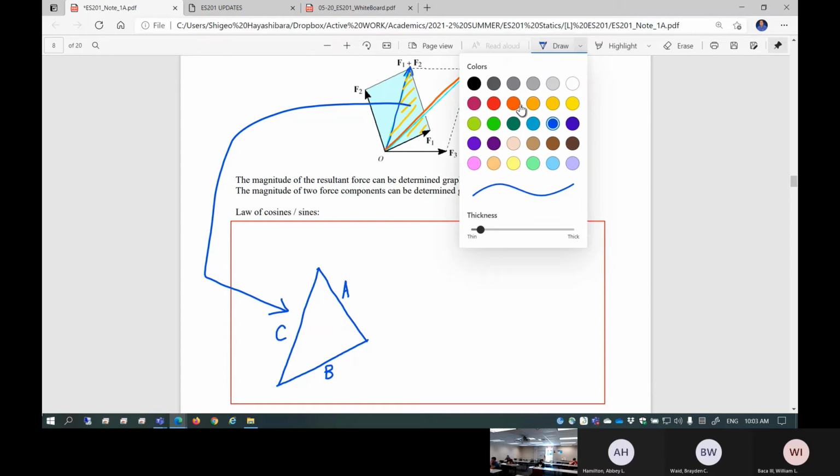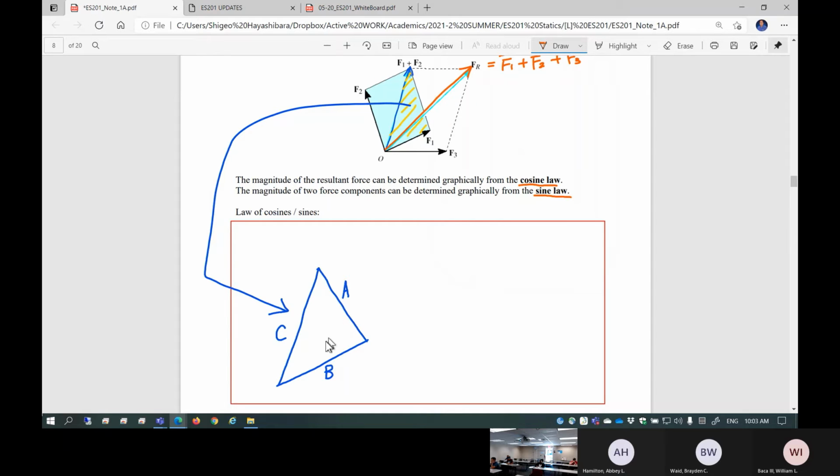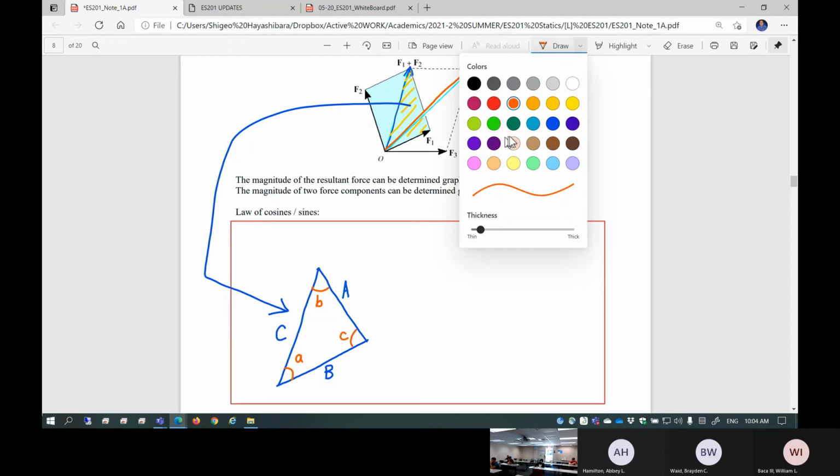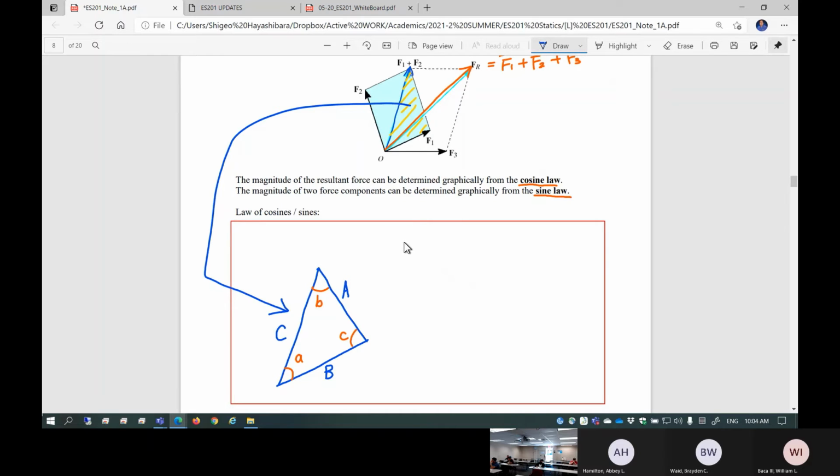Now this triangle also comes with three angles. The angle opposite edge C, we're going to call lowercase c. This is the angle lowercase b, opposite edge B. This is the angle lowercase a, opposite edge A. So now you see three edges, A, B, C, and three corresponding angles, lowercase a, b, and c. See that? So first of all, let's define the cosine law.